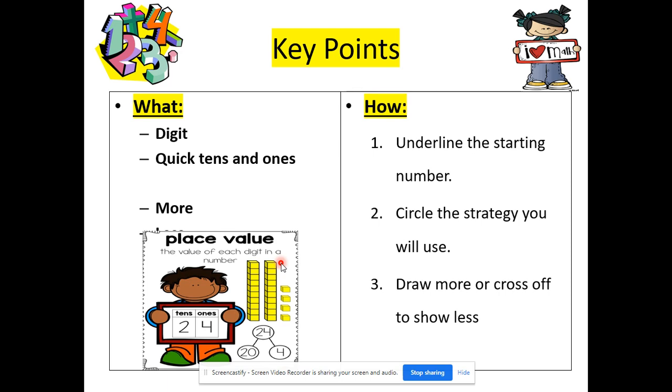Well, first, we're going to underline our starting number. 2, we're going to circle the strategy you will use. And 3, you will draw more or cross off to show less. Let's get started.